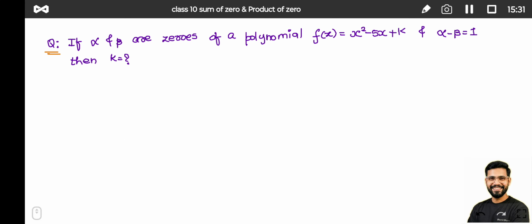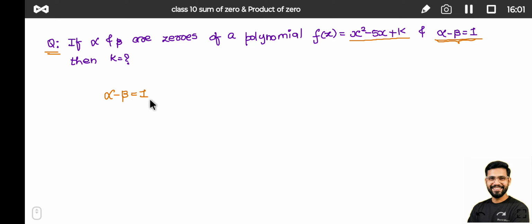Look at the next question. If alpha and beta are the zeros of the polynomial f of x is equal to x square minus 5x plus k, and alpha minus beta is given to be 1, then the value of k is equal to what? So alpha and beta are the zeros. We have to find out the value of k, and one condition is given, alpha minus beta is equal to 1. What is given, we will write down first. So alpha minus beta is equal to 1.